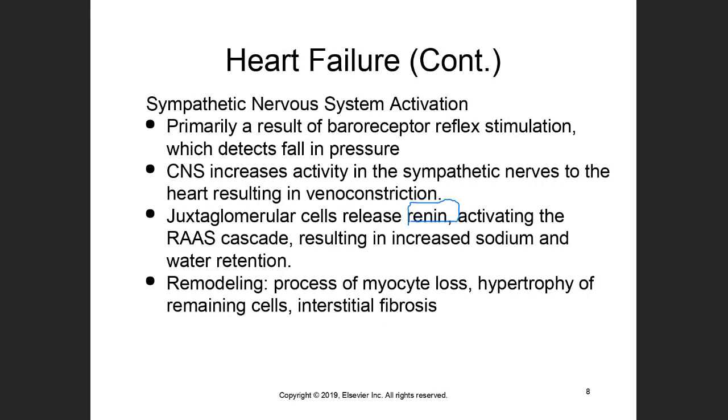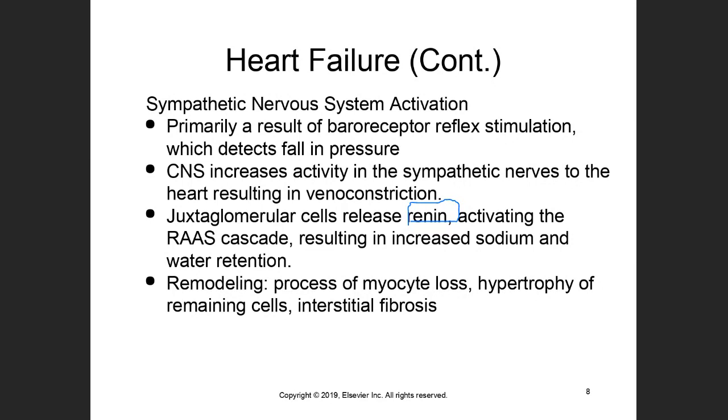Angiotensin converting enzyme converts angiotensin 1 to angiotensin 2 in the lungs. Angiotensin 2 goes to the suprarenal glands, and the suprarenal gland releases aldosterone. Aldosterone goes to the kidney, in the convoluted tubules, and there they reabsorb sodium. Remember, if you reabsorb sodium, water follows sodium. That means you retain fluid. If you retain fluid, you increase volume in the body.